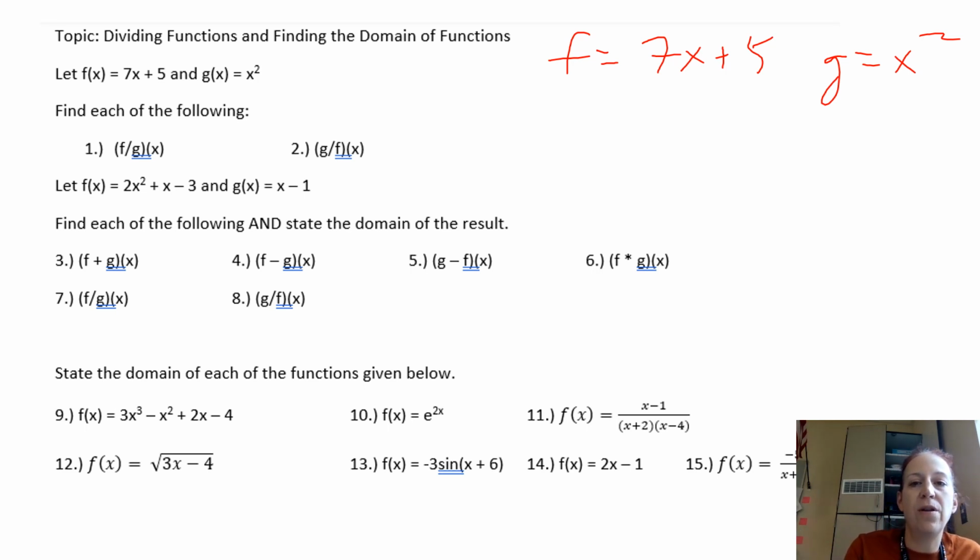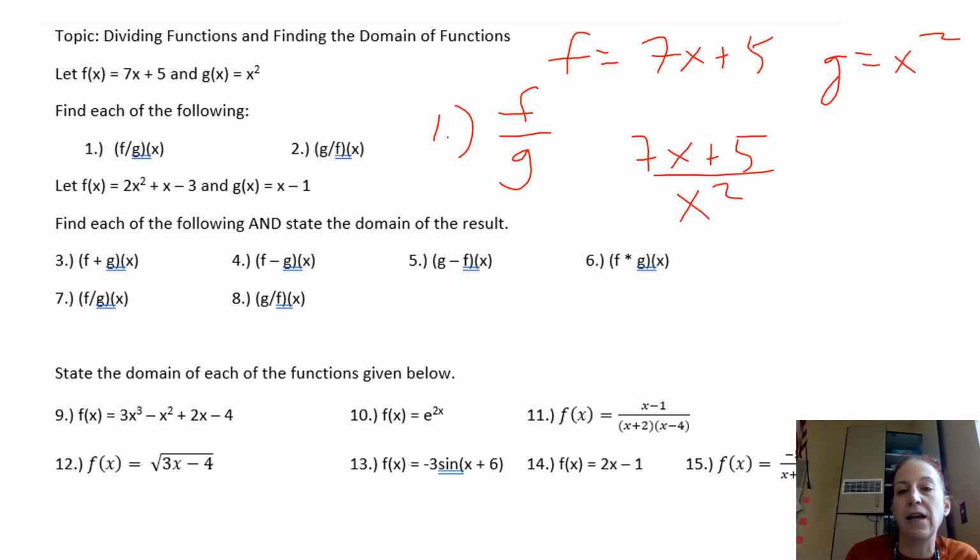So for number 1, you are simply asked to give me f over g. All you need to do for that is function f is in the numerator, function g is in the denominator, and that's it. And then for 2, it would be g over f. So hopefully if I go over 1, you'll be okay for number 2. And again, that is simply assessing whether or not you understand the notation.